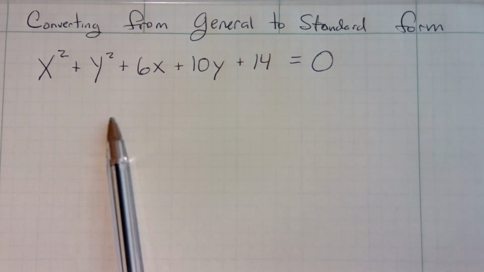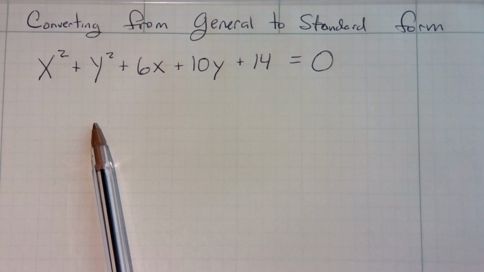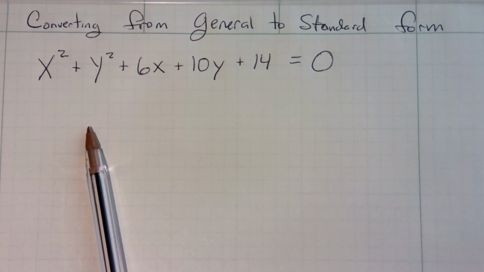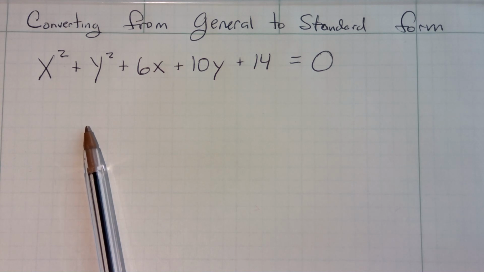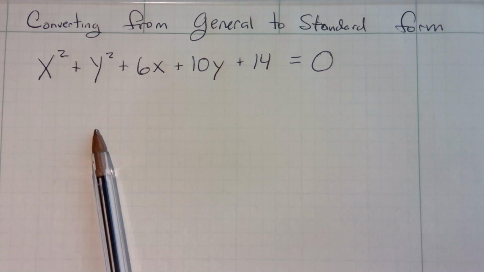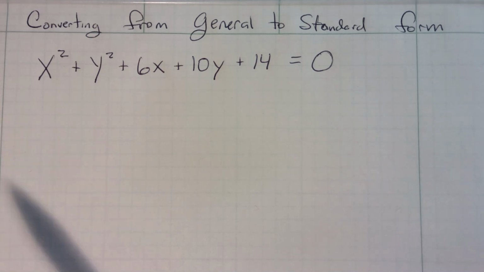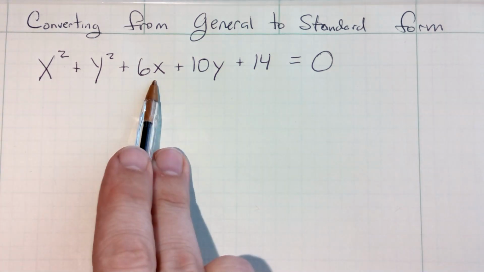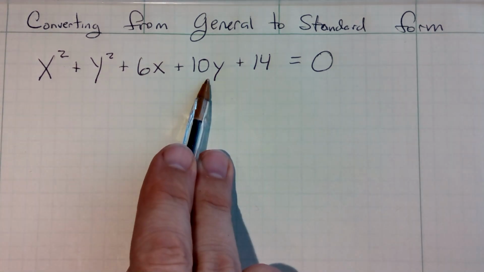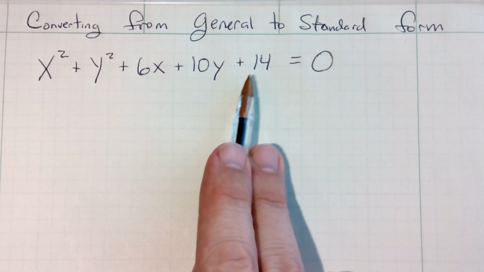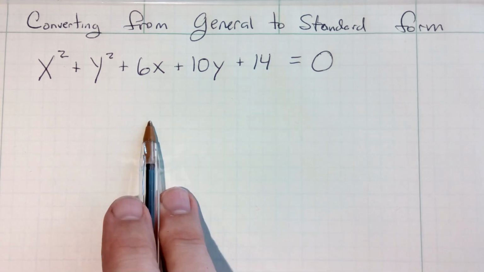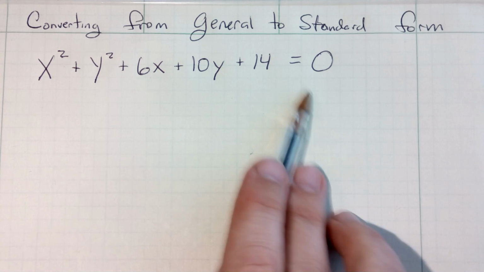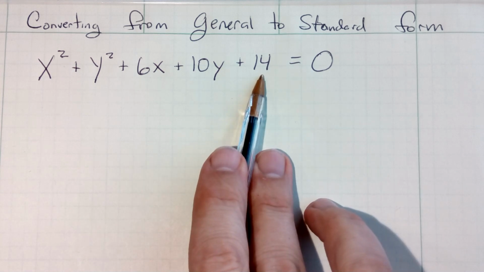Now, the whole process in converting from general to standard form is the process of completing the square, but we have to do it twice. We have to do it with the x variables and we have to do it with the y variables. So watch carefully and then try to remember these steps. The very first step is you want to group the x terms together. You want to group the y terms together on the left side of the equation and take the 14 over to the right side. Get it out of the way. The 14 isn't the right number, we're going to deal with it.